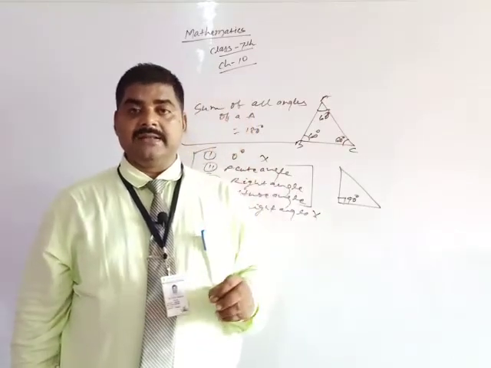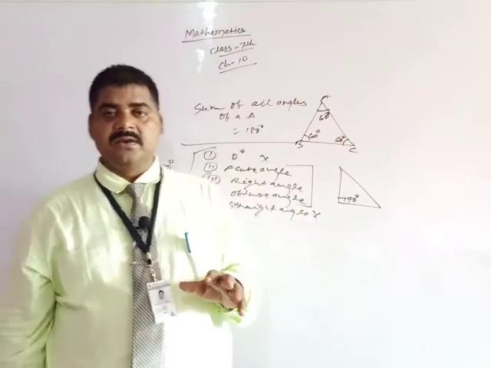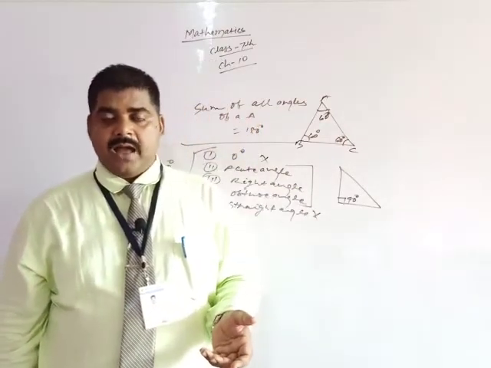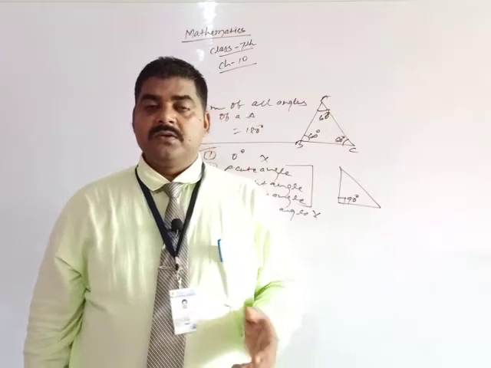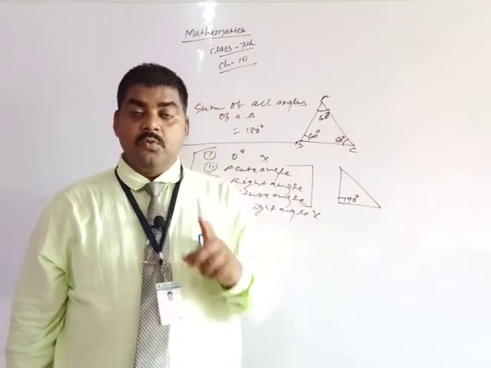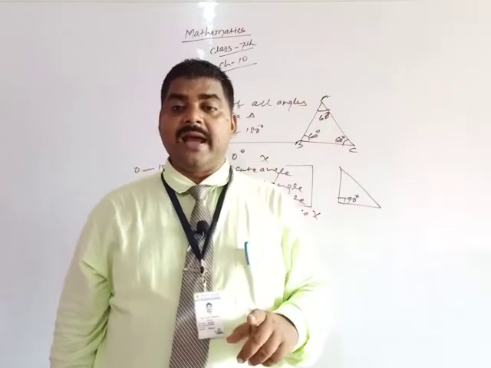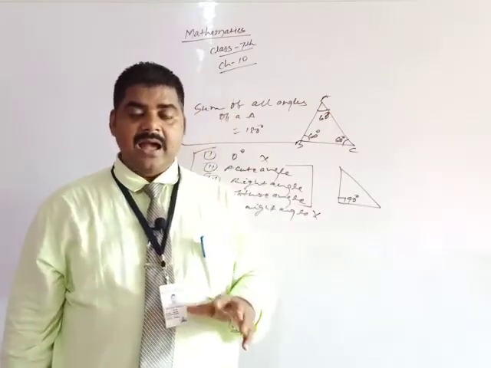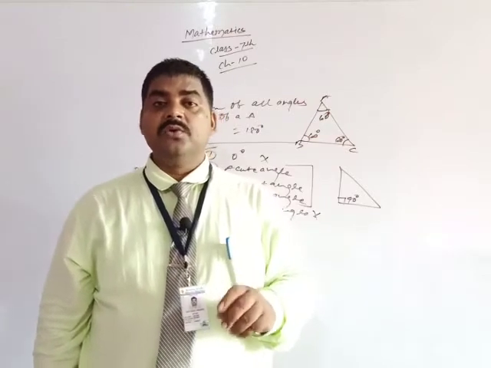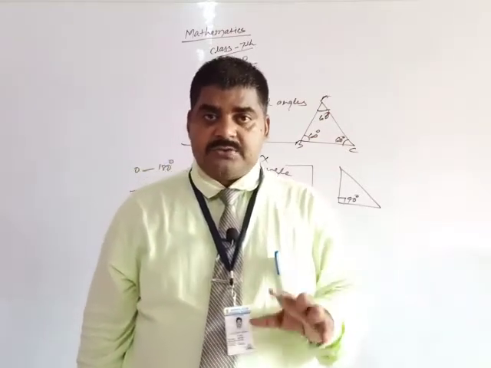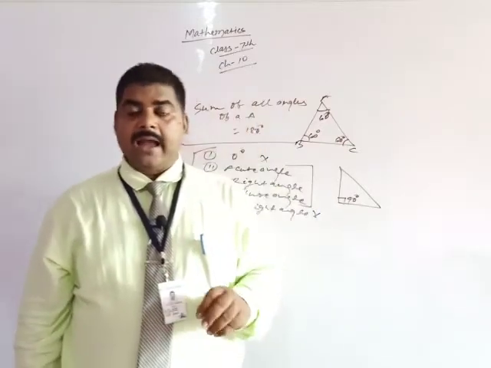A triangle whose all three angles are acute is known as an acute angle triangle. A triangle whose one angle is a right angle is known as a right angle triangle, and a triangle whose one angle is obtuse is known as an obtuse angle triangle.